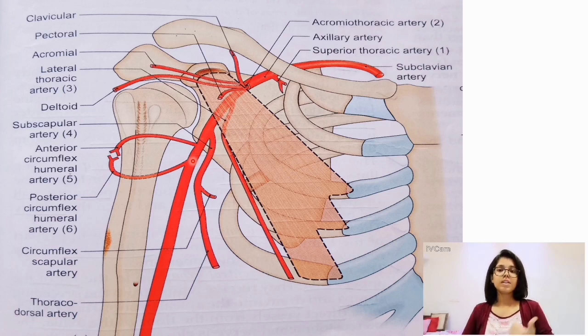Now lastly, talking of the clinical aspect, in order to stop the bleeding in case of damage of this artery, the artery must be compressed against the humerus in the lower part of the lateral axillary wall. Also in this part, that is lower part of the lateral axillary wall, the arterial pulsations can be felt.